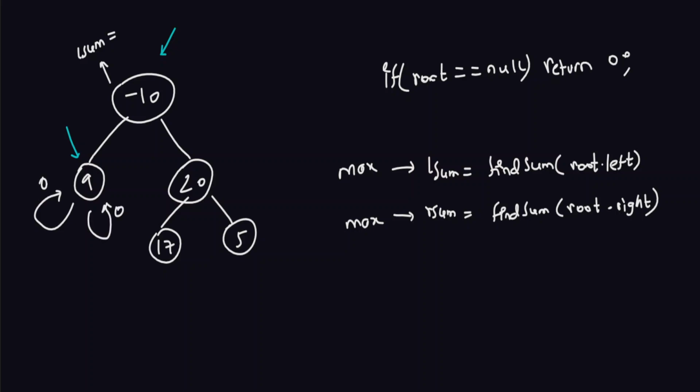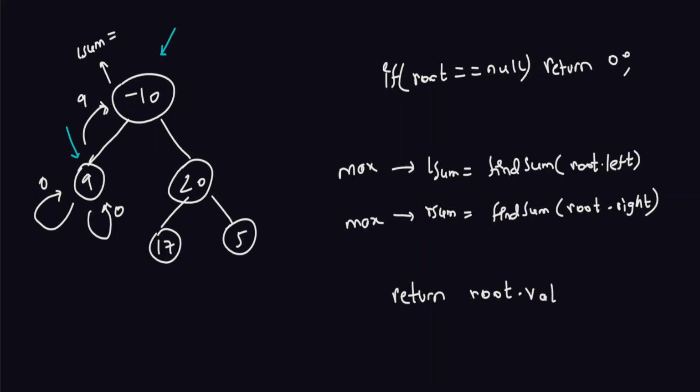So now, what should I return? What should I return so that I can get the sum to -10? I can say return this node. What is this node? Return root value. Yep, that is the node itself. So I will return 9. Now I'll go to the right part, because now I have to find the right sum.